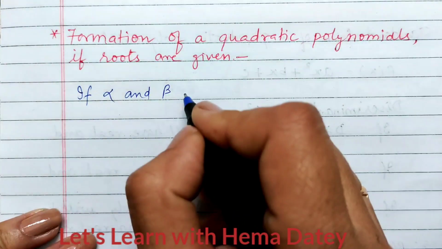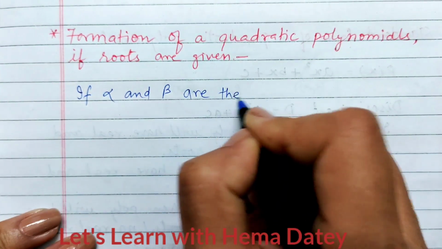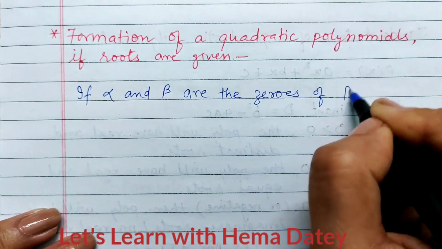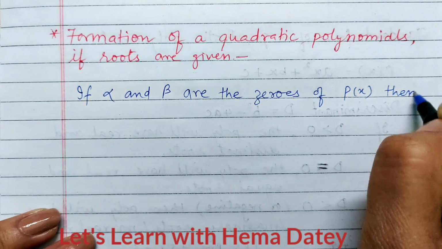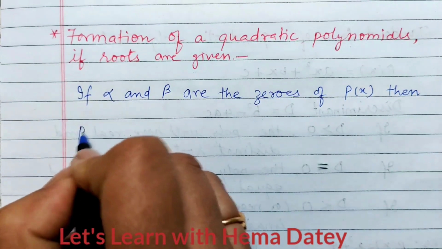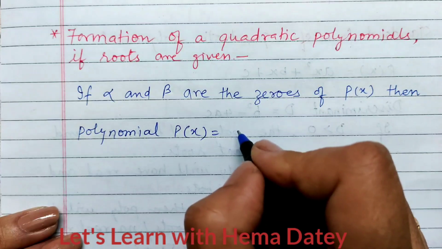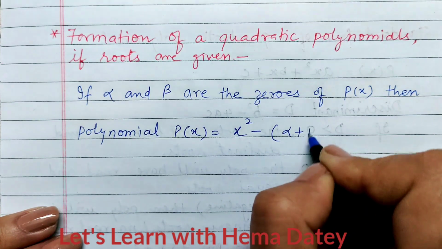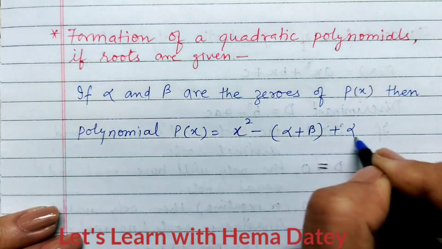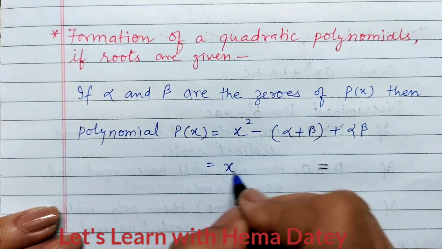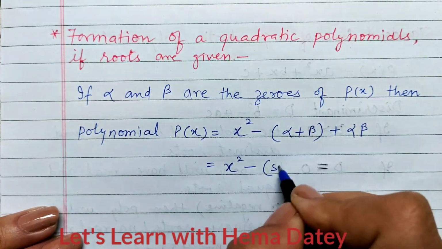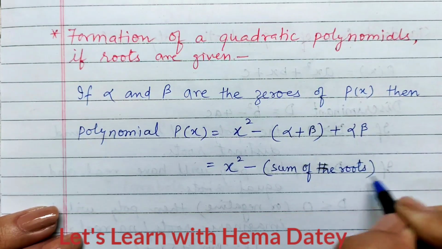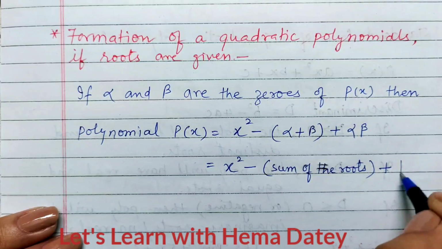Next, the formation of a quadratic polynomial if the roots are given. If alpha and beta are the zeros of p(x), then we can form the polynomial p(x). We will write the polynomial p(x) equals x square minus (alpha plus beta) x plus alpha into beta. Or we can write x square minus (sum of the roots) x plus product of the roots.